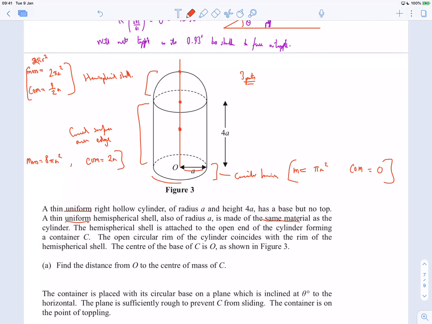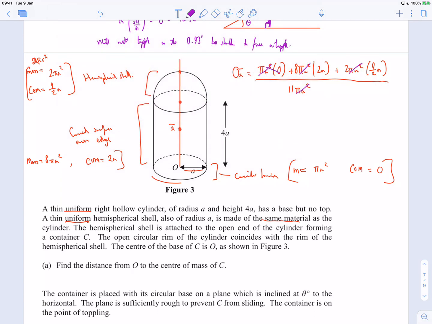Because now, if this is x bar, then to work out O to x bar, that's really easy. That's just going to be the mass of the circular bit, pi a squared, times the distance away, 0, plus the mass of the curved surface area, which is 8 pi a squared, times its distance away, which is 2a, plus the final mass, which is 2 pi a squared, the hemisphere bit, times its centre of mass away, which is 9a/2. And this is all divided by the total mass, which I believe is 11 pi a squared, because I've got 1 pi a squared plus 8 pi a squared plus 2 pi a squared, which is 11 pi a squared.